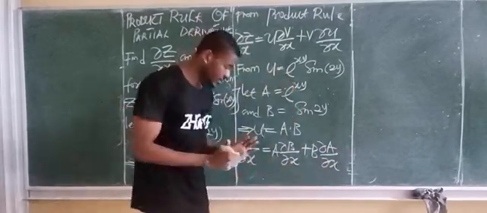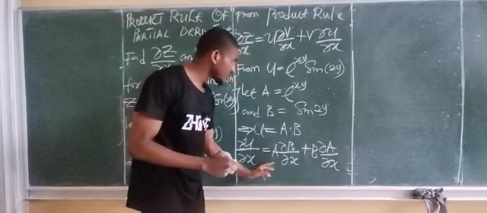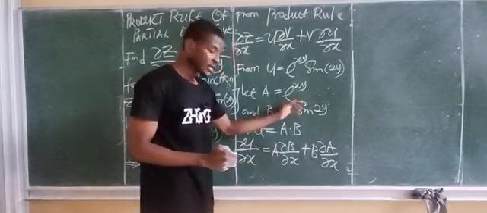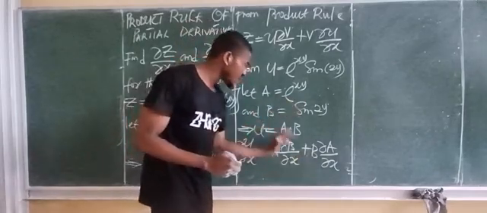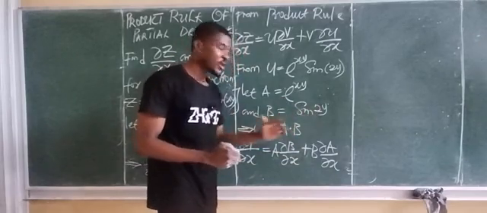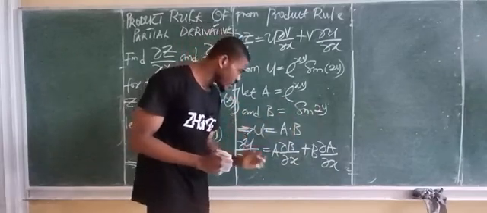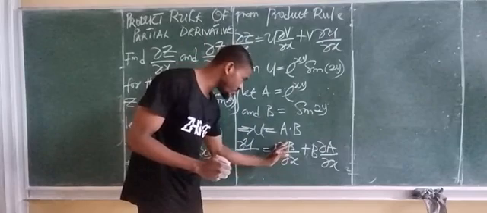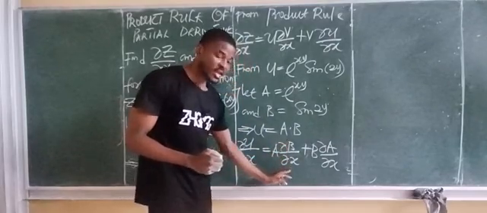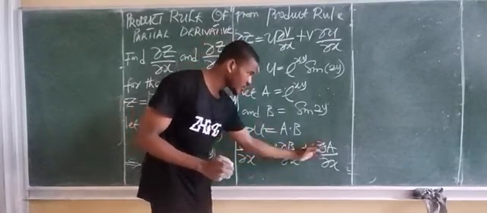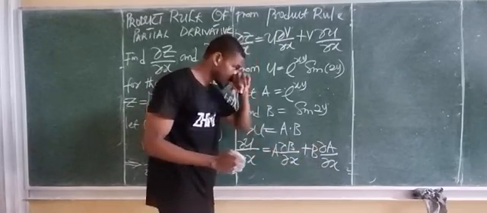So once again, I know what a is. I said let a be exponential xy. I also know what b is. Let b be simply sine 2y. All I need to do now is find the partial derivative of b with respect to x and the partial derivative of a with respect to x. So let's start now and see.